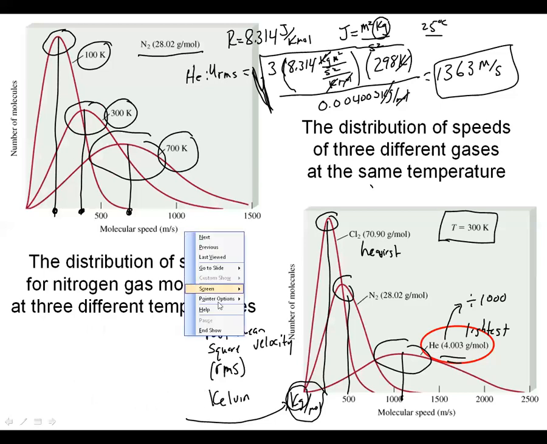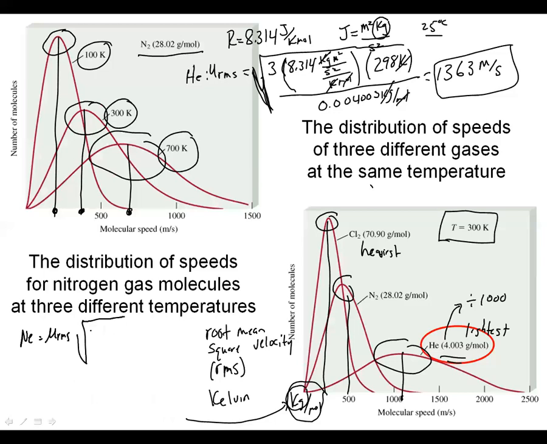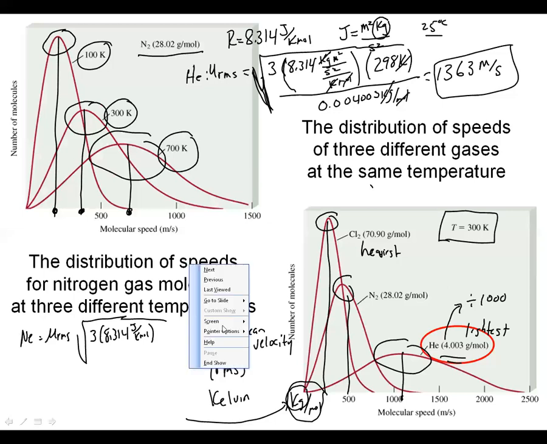Now, if we do the exact same calculation here for our neon, which is what we also did earlier, if we did the root mean square for neon, it would be the square root of our 3 times our 8.314. Again, joules per Kelvin mole, but it really is kilograms meters squared per seconds squared, just to save space.